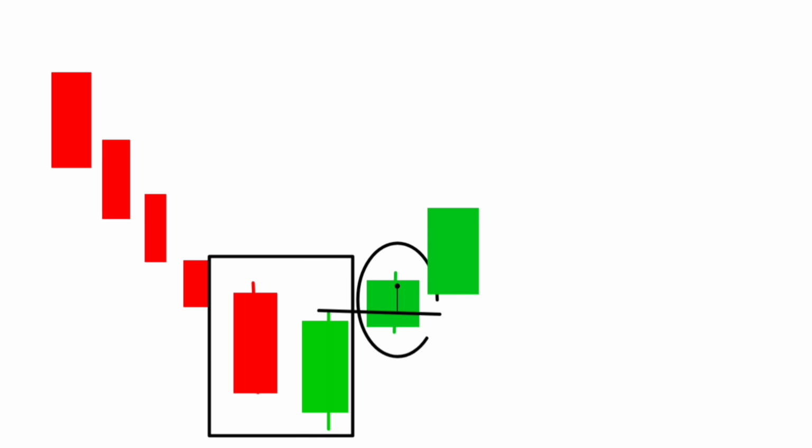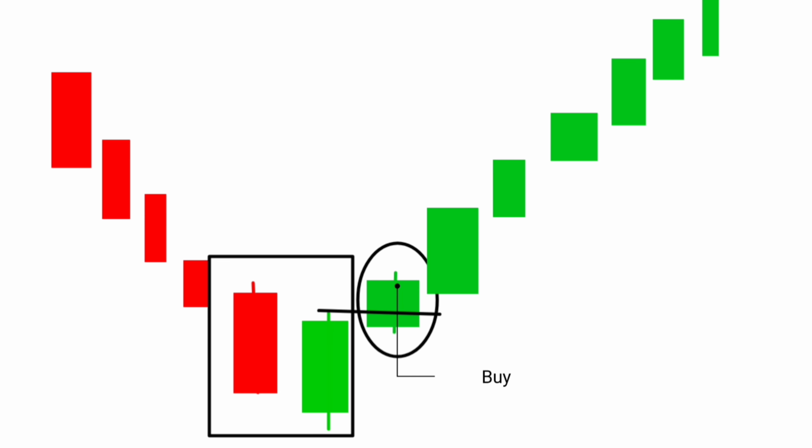Traders can use the piercing line pattern to identify potential buying opportunities. They can enter a long position when the third candlestick closes above the high of the second candlestick. Stop-loss orders can be placed below the low of the first candlestick to manage risk.